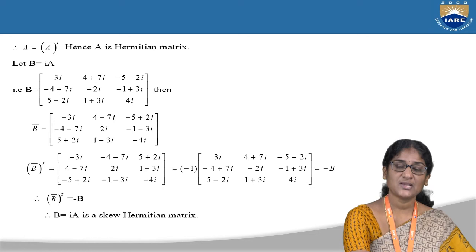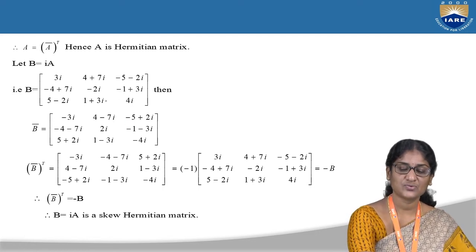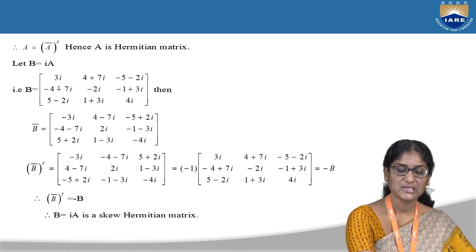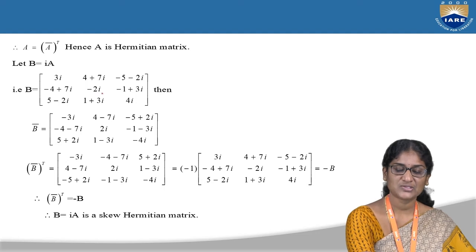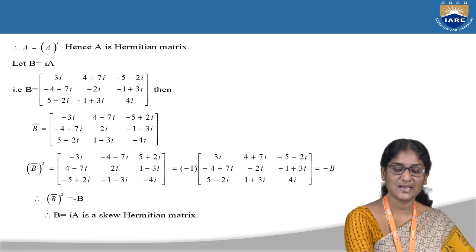Now let B equal iA. Now B is given as the iA matrix. That means each and every element of the given matrix has been multiplied with i. So I got it as 3i, 4 plus 7i, minus 5 minus 2i, minus 4 plus 7i, minus 2i, minus 1 plus 3i, 5 minus 2i, 1 plus 3i, 4i.